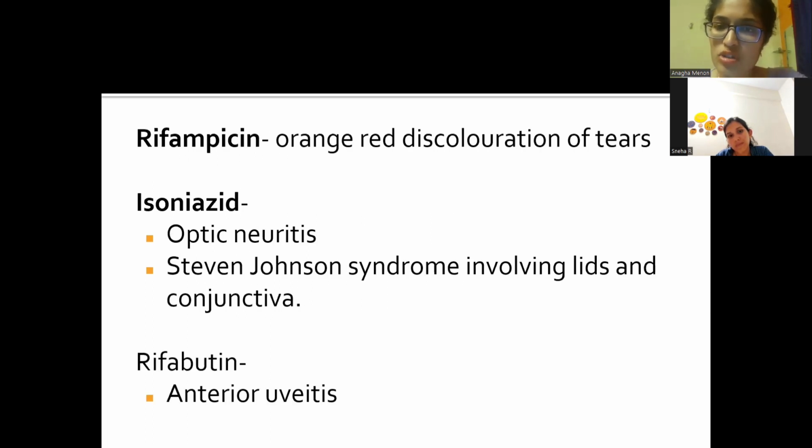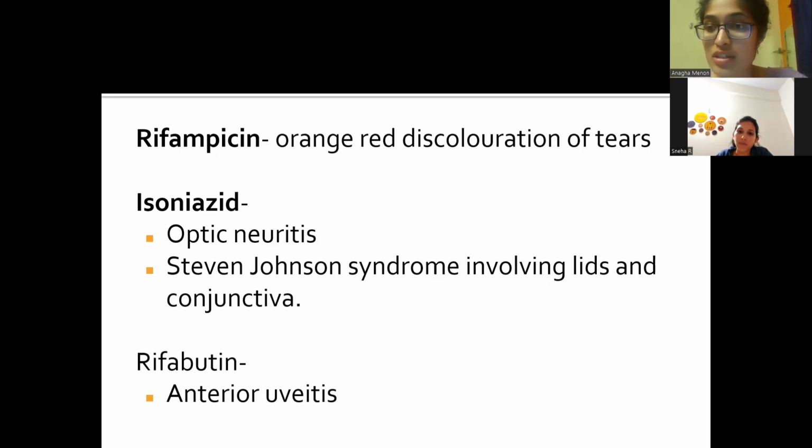Rifampicin causes orange-red discoloration of tears. I think that is the least dangerous among all. Okay. Then we have isoniazid, which also causes optic neuritis, and it can also cause Stevens-Johnson syndrome, which involves the lids and conjunctiva. And then rifabutin, in the end, can cause anterior uveitis.